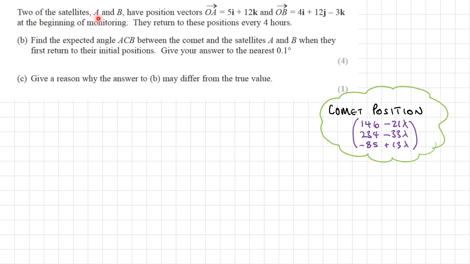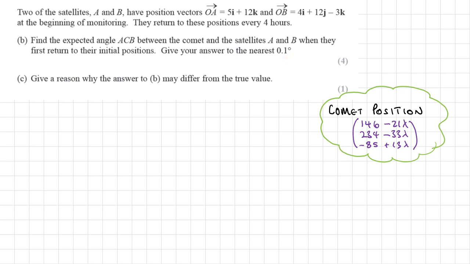Two of the satellites, A and B, have position vectors OA 5i plus 12k and OB 4i plus 12j minus 3k. At the beginning of monitoring, they return to these positions every 4 hours. Part B, find the expected angle ACB between the comet and the satellites A and B when they first return to their initial positions. Give your answer to the nearest 1/10 of a degree.